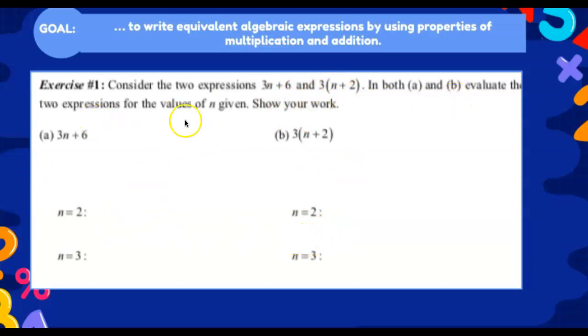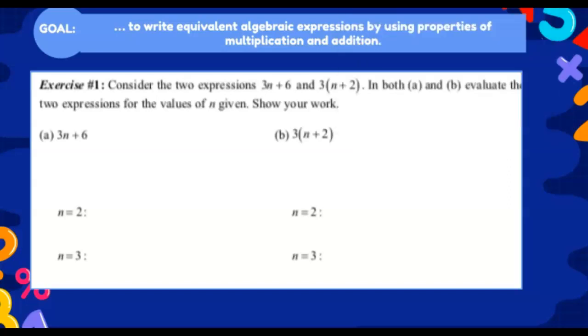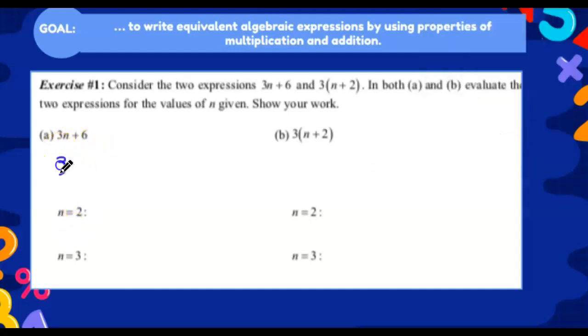So for the two expressions, for a given value of n, are they equivalent? By evaluating, or substituting the value of n, let's check if they are equivalent to each other. I'll start with 3n plus 6 using 2. So 3n means 3 times n plus 6. I'm gonna put 2 there and then plus 6.